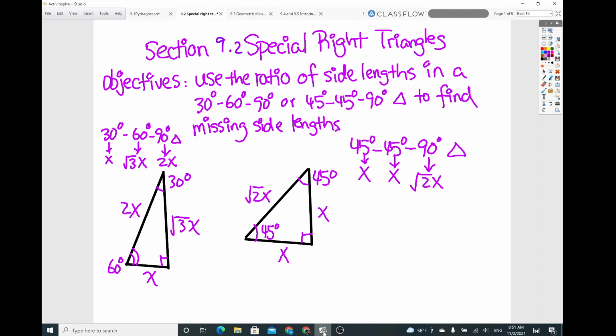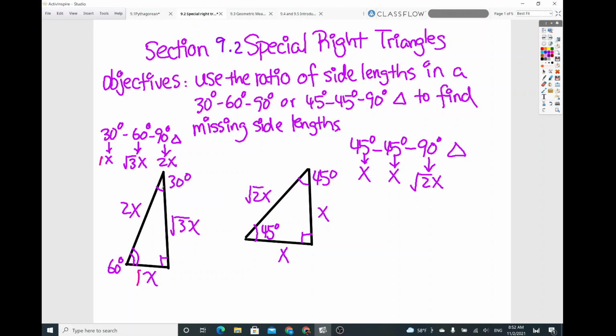Utilizing those two special right triangles, we can find the missing segments, the side lengths, and sometimes the missing angle. For the 30-60-90 degree right triangle, we have the ratios 1x, root 3x, 2x. Here's the diagram for the right triangle. As you can see, the smallest angle corresponds to the smallest ratio, the medium angle corresponds to the medium ratio, and the largest angle, which is 90 degrees, corresponds to the largest ratio.